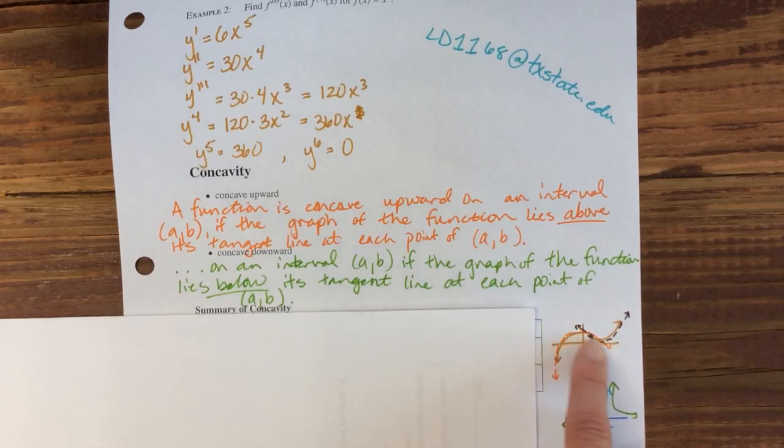We're going to talk about it here in a second, but while we're looking at the picture, wherever we change concavity, that is what is called an inflection point. Okay, that is what is called an inflection point.